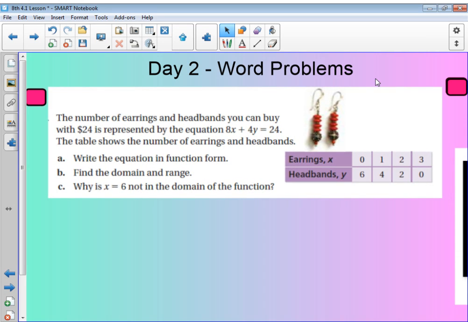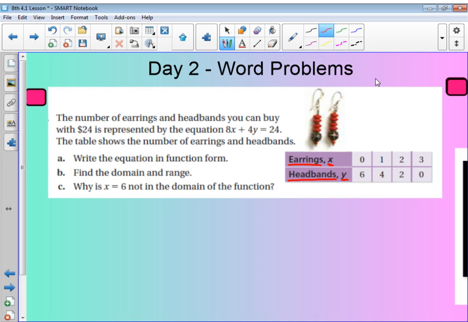It says the number of earrings and headbands that you can buy with $24, so we only have $24 to spend, is represented by the equation 8x, which were earrings, plus 4y, which was headbands, equals 24. So how do I know those? I'm looking at the table as I'm reading it and seeing that my x was representing my earrings and my y was representing my headbands. That's how I knew what those meant, okay?